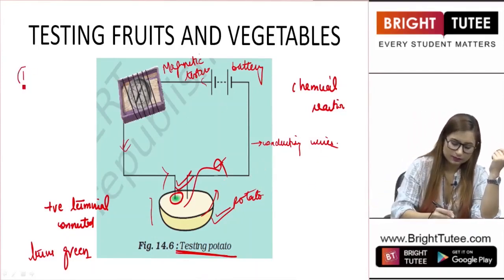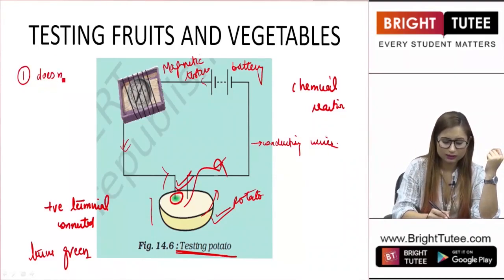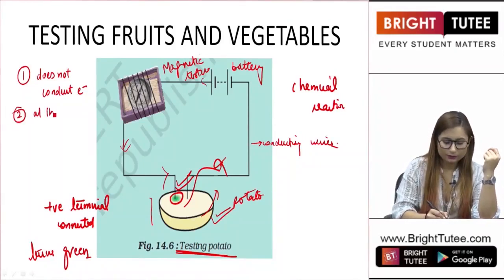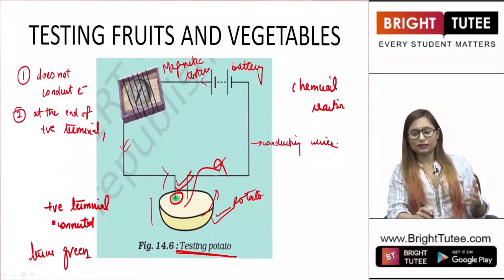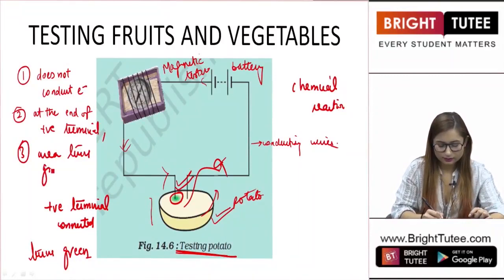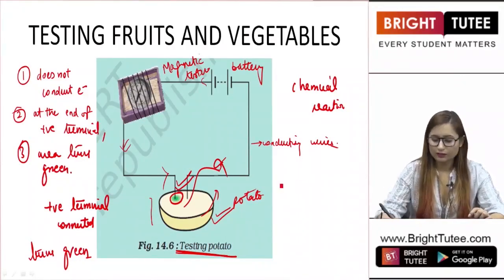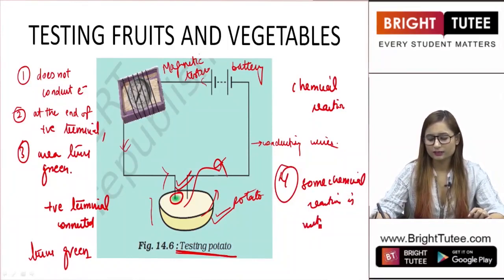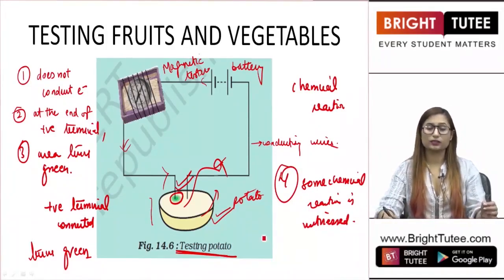So what are the observations? The potato does not conduct electricity, and at the end of the positive terminal, what is it that you notice? You notice that the area turns green. What does it prove? That there is some chemical reaction being witnessed, due to which the color of the potato turns green.